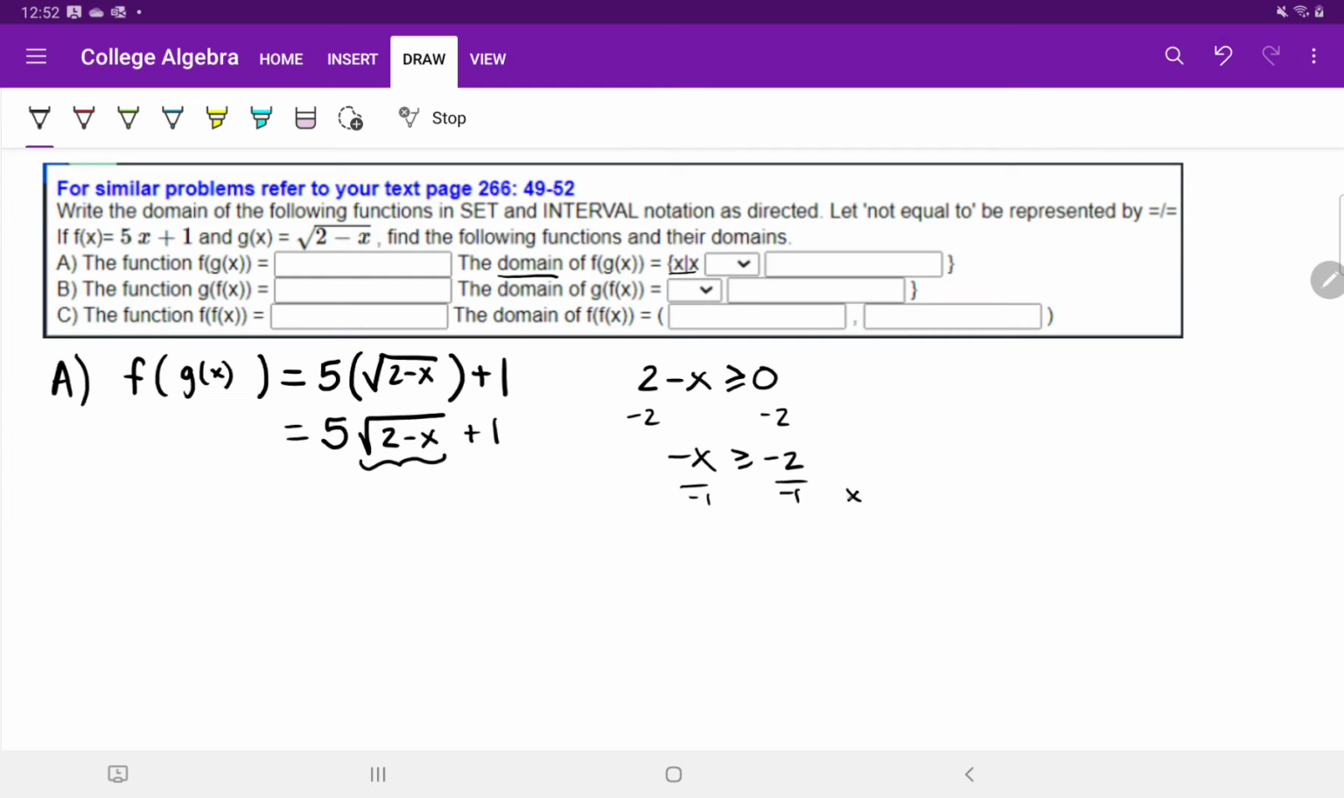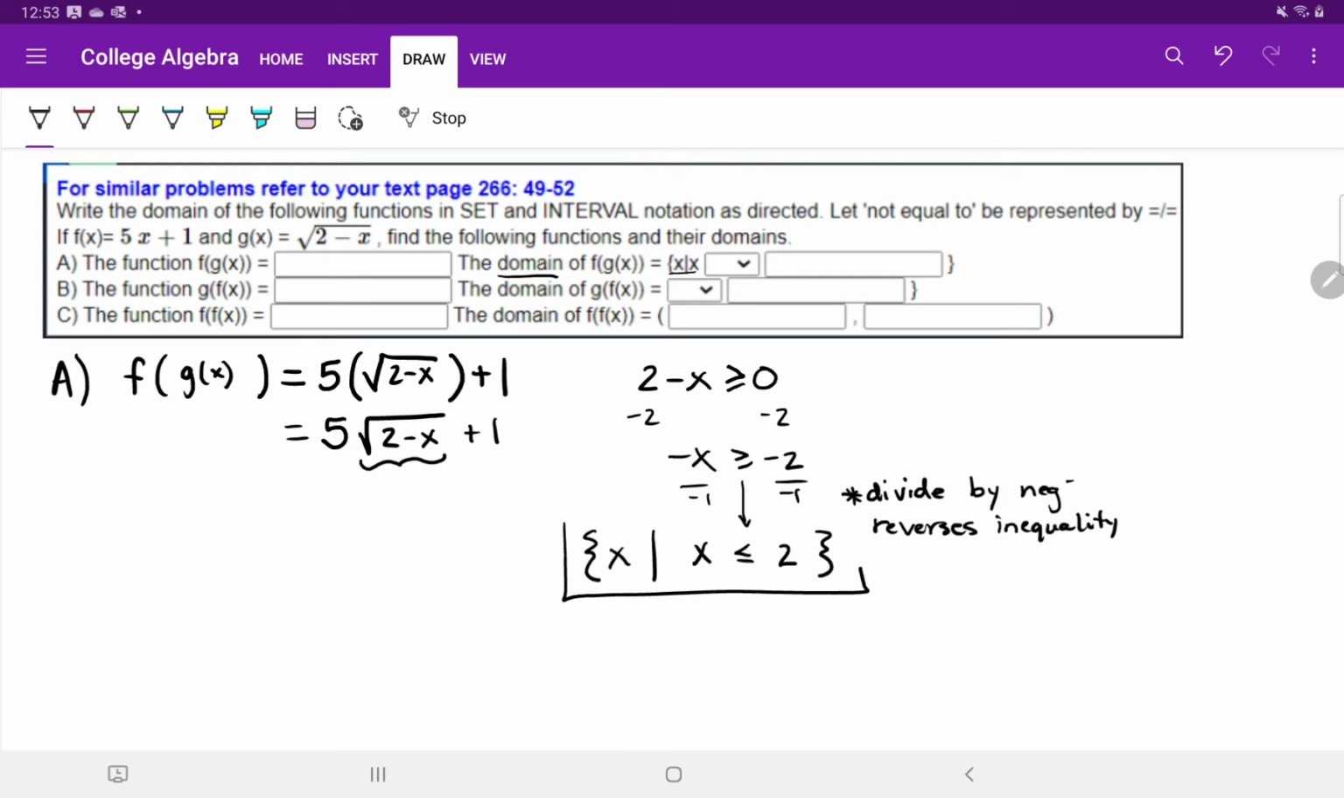And there's an important rule. Whenever you divide an inequality by a negative, it reverses the inequality. So be careful with little things like this. It'll change your answer. We end up with positive x and positive 2, but our inequality sign has to flip in the other direction. So we end up with x is less than or equal to 2. So that is our domain. We just write it in set notation now, x such that x is less than or equal to 2, and that's our answer for the second part of A.